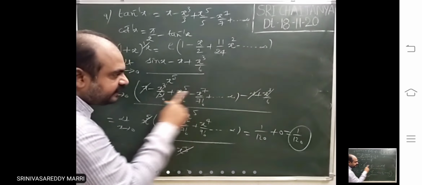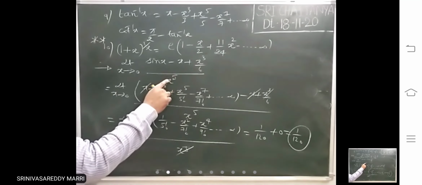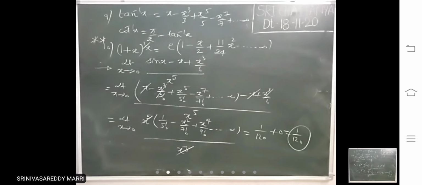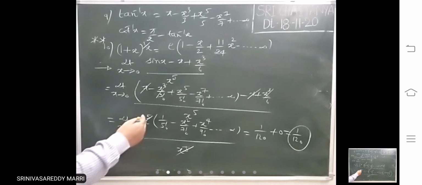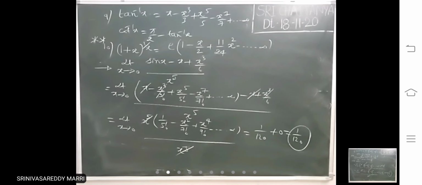And you rearrange these terms. How to write it: in the denominator x power n will be there. Just more than that, till that you write the series. Then strike off the numerator and substitute that value. Then you will get the value. That is how to use the series. So, limits evaluation by using series will be easy.